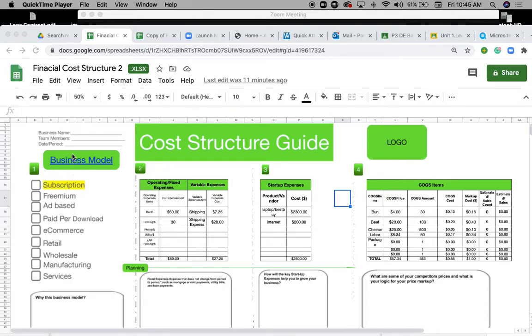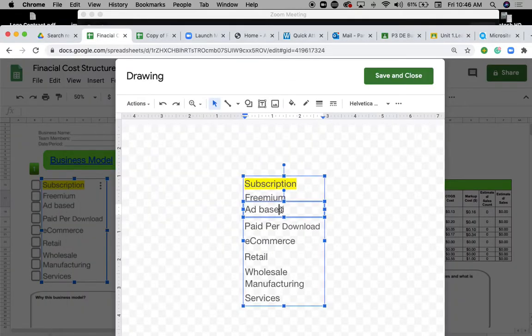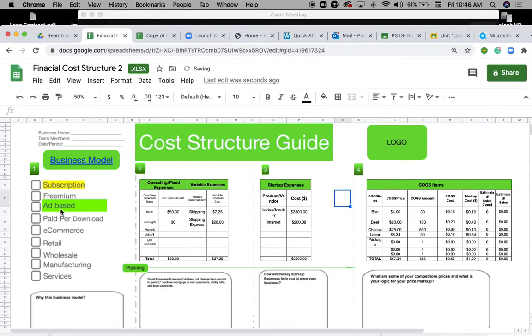So right here, you will put your business name, team member, and date and period. Now, you look at your business model format. If you want to do ad base, maybe you want to click on that. You highlight, pop a color in that, hit save, and now I know that your business is ad base and subscription base. All right, either one. So in this area, you select what your business model is going to be.